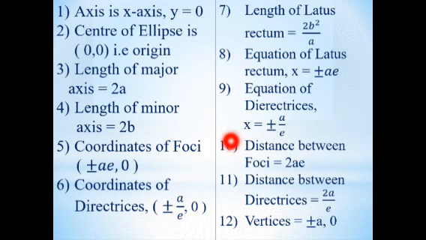The distance between the two foci is 2ae, and the distance between directrices is 2a by e. And the last one, the vertices of an ellipse are plus or minus a comma 0. Dear students, remember all these points before going to solve problems based on this, and this is a 6 marks very important problem for your examination.